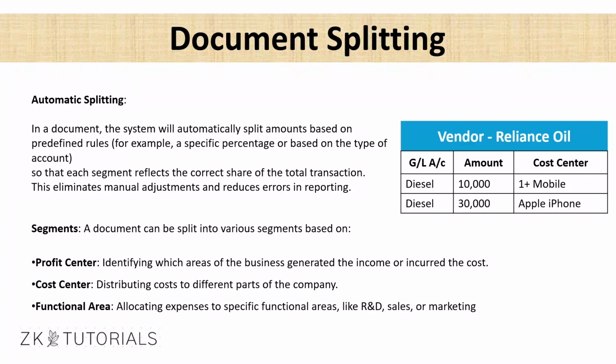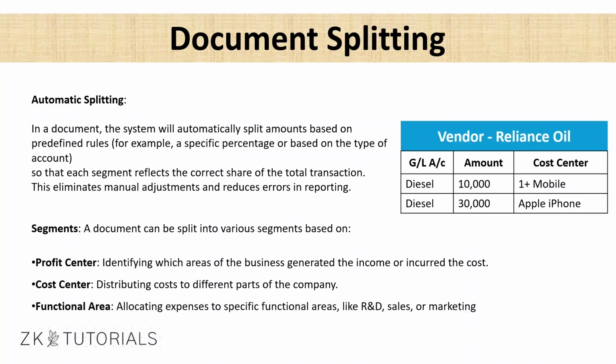Suppose we are purchasing the same goods. Suppose we are purchasing diesel, let us say, from Reliance. Reliance is a vendor for us. So we are using the same GL account in both line items. The amounts will be 30,000 and 10,000.